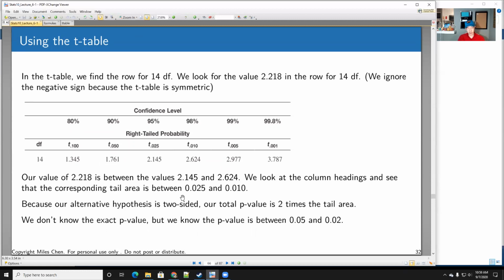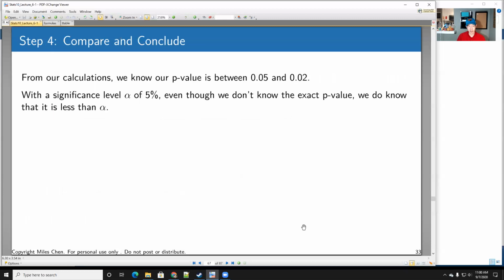And my alternative is two-sided, so I'm going to double this. So I don't have an exact p-value, but I do know my p-value is between 0.05 and 0.02. Okay, so I know it's less than 0.05 and more than 0.02. And so because I know my p-value is less than 5%, I will be able to reject the null hypothesis. Even though I don't know the exact value, I do know that it's less than 5%.